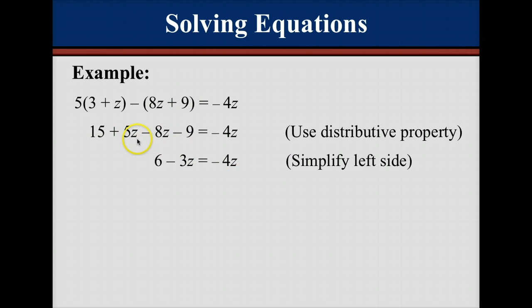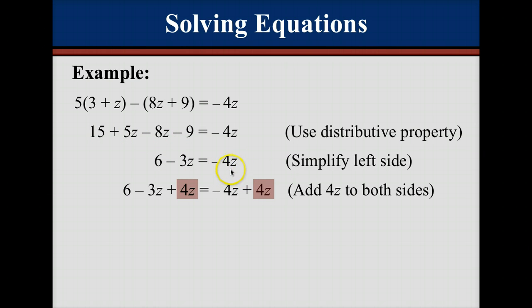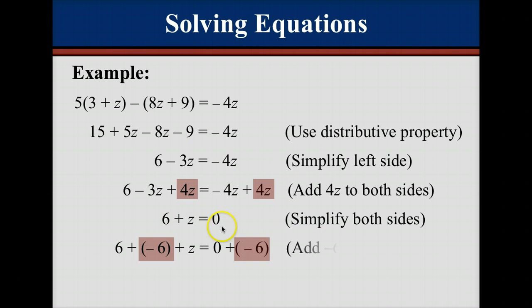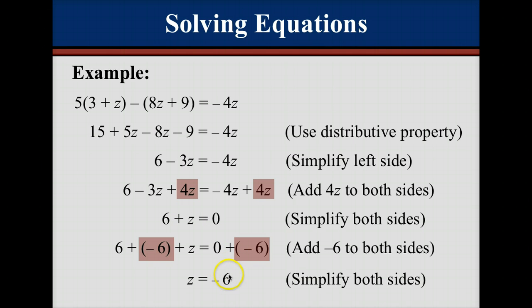Now we've got some like terms that we need to combine, so we're going to simplify our left side. 5z minus 8z is a negative 3z, and 15 minus 9 is a positive 6. Now let's get our variables together. A lot of people like to keep all the variables on the left side, so I like to work with a positive, but it doesn't matter. You're going to get the same answer either way. So here we're moving the variable to the left side. This is a negative 4z, so we're going to add 4z to both sides. Now let's isolate the z by subtracting 6 from both sides. So z is going to be equal to negative 6.